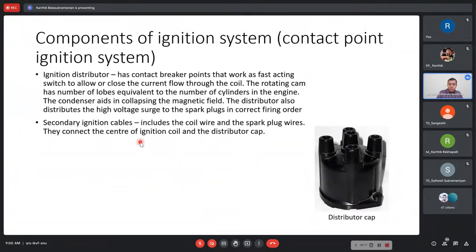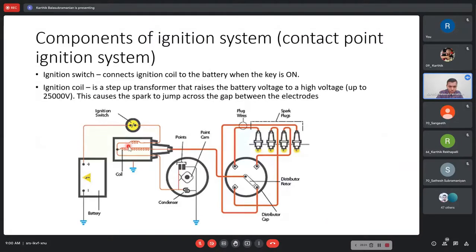Secondary ignition cables. These are the secondary ignition cables. They include the coil wire and spark plug wires. That means after the coil steps up the voltage, whatever is there after that.